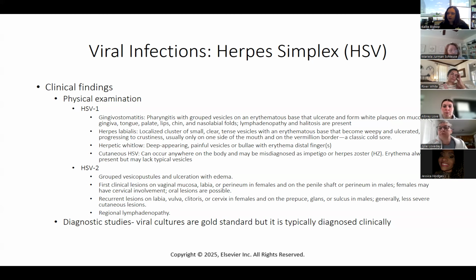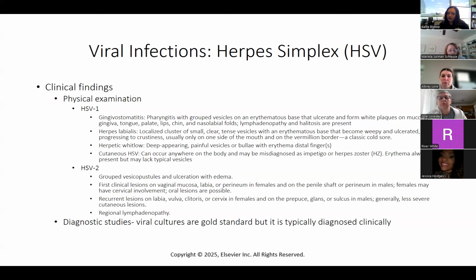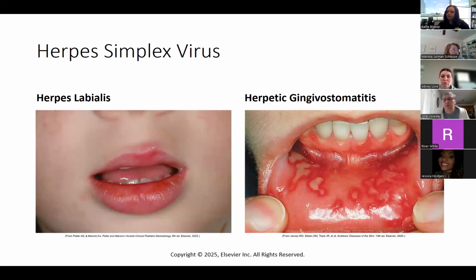And cutaneous, so that can be anywhere on the body. It's often misdiagnosed as impetigo or herpes zoster, shingles. But it's always erythematous. They may or may not have vesicles with HSV lesions, but there's always erythema. And then HSV2 is usually the genital version. It can be in other areas, but for all intents and purposes, it's in the genital areas. Viral cultures are the gold standard. You won't see that done all the time because it is easy to diagnose clinically in most cases, but as far as diagnostic studies go, the gold standard is a viral culture.